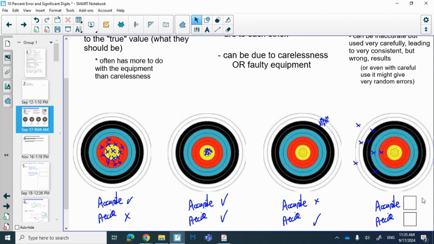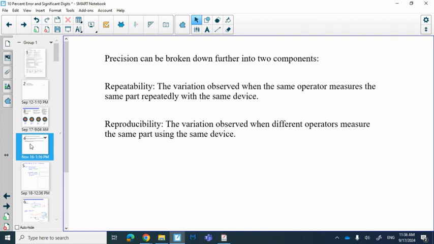And then this one, of course, is neither. It's all over the map, plus it's off center, so it's not accurate or precise. That's just to help visualize the distinction between those things. Preciseness, the repeatability, is the idea of consistency. So just a little bit more of the same there.